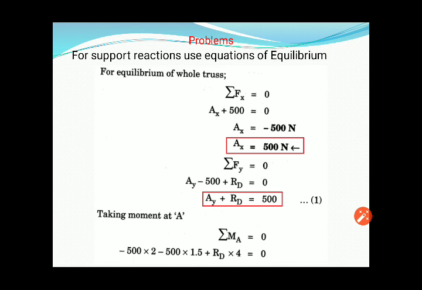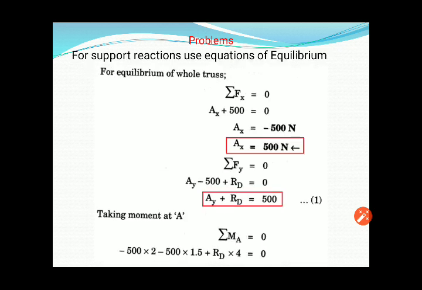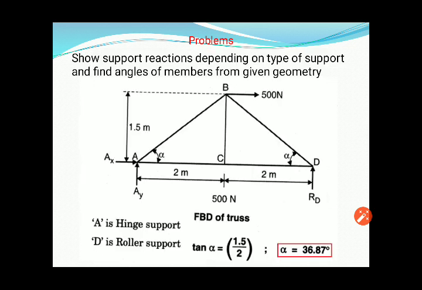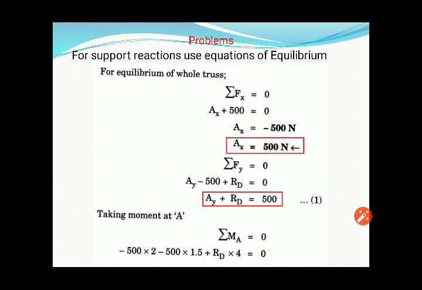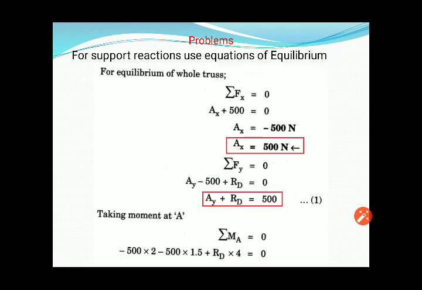So minus 500 indicates what? It is not in the assumed direction, but it is in the opposite direction. Keep it like that only. Next, use equation summation Fy equals to 0, the summation of all vertical forces. So AY positive, and minus 500 as it is acting downward, plus RD. So RD where is it? So here RD. So AY plus RD equals to 500.